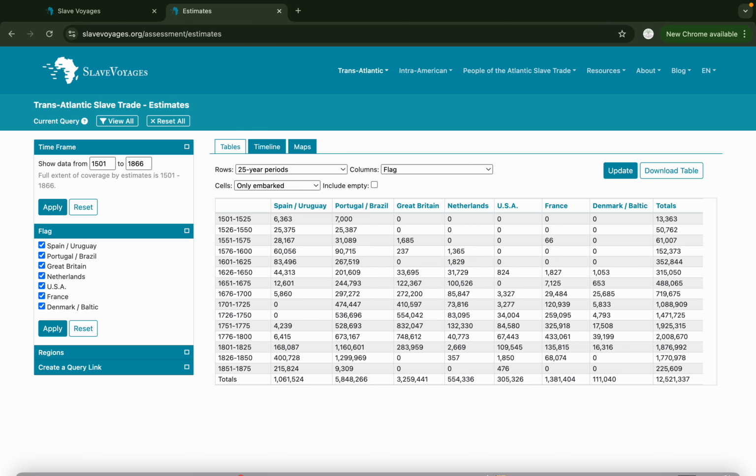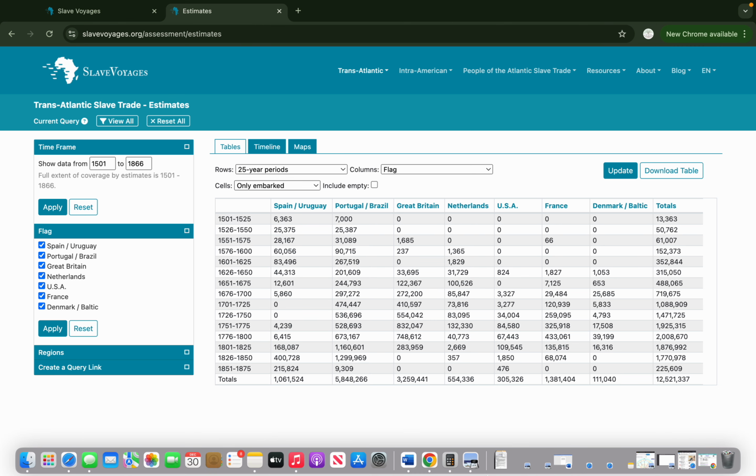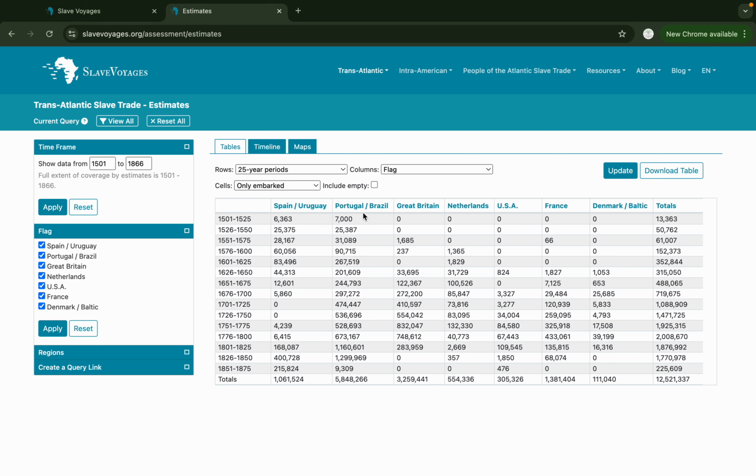Now, in part 4, I want to jump right into the estimates. Now that we got all of the backstory, we know where to find it, we learned how they are coding and what they're doing. Now, let's actually see some numbers. I've only focused on the transatlantic slave trade. I have not done the intra-American slave trade. That will be a whole other video.